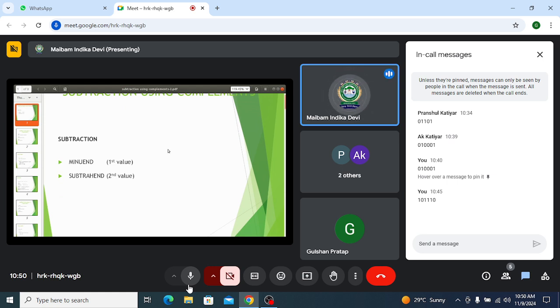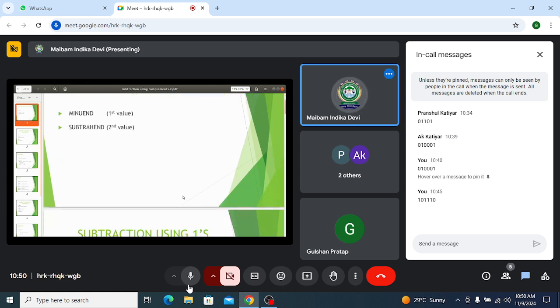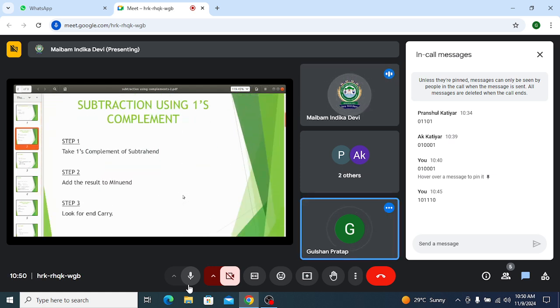Okay, so that 10, the first value, the number 10, is called the minuend, and that 4 that you are going to subtract is called the subtrahend. Clear? So in a subtraction, you will be having two values. The first value is called minuend, and the second value is called the subtrahend. Clear? Now, let's first perform subtraction using ones complement.